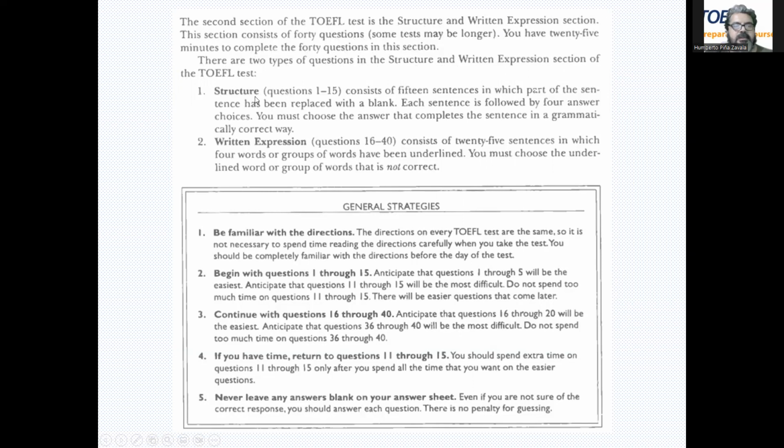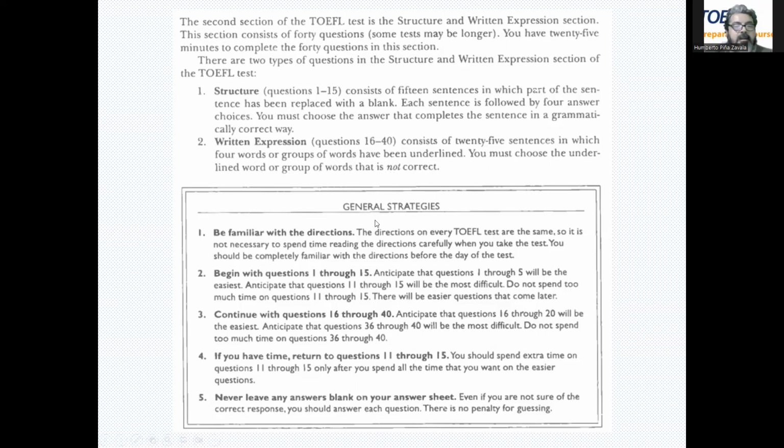One is structure, questions 1 to 15, which consists of 15 sentences in which part of the sentence has been replaced with a blank. Each sentence is followed by 4 answer choices. You must choose the answer that completes the sentence in a grammatically correct way. Part 2 is written expression, questions 16 to 40. This consists of 25 questions in which 4 words or groups of words have been underlined. You must choose the underlined word or words that is not correct.